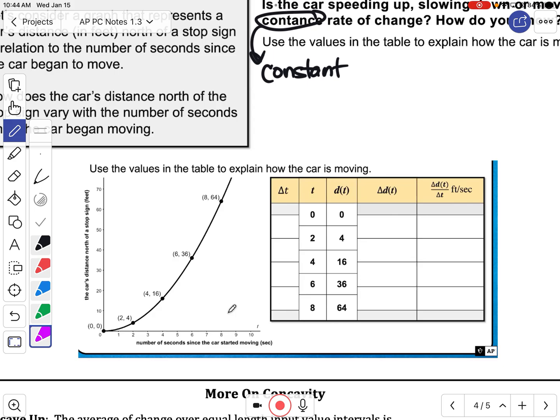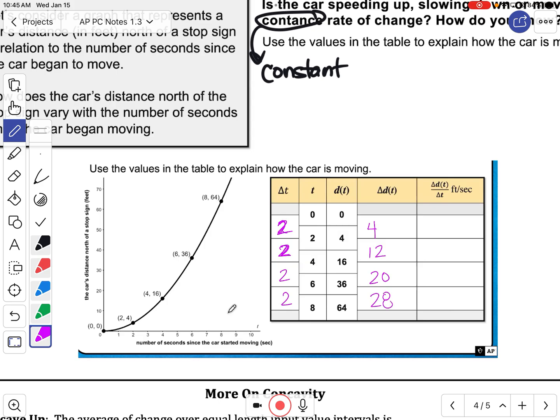So from 0 to 2, it changed 2. From 4 to 2, it changed 2. From 6 to 4, it changed 2. From 8 to 6, it changed 2. So the time is all changing by the same value. Now let's do the change in the y's. This is not average rate of change, just the change in the y's. 4 minus 0 gives me 4. 16 minus 4 gives me 12. 36 minus 16 gives me 20. And 64 minus 36 gives me 28.